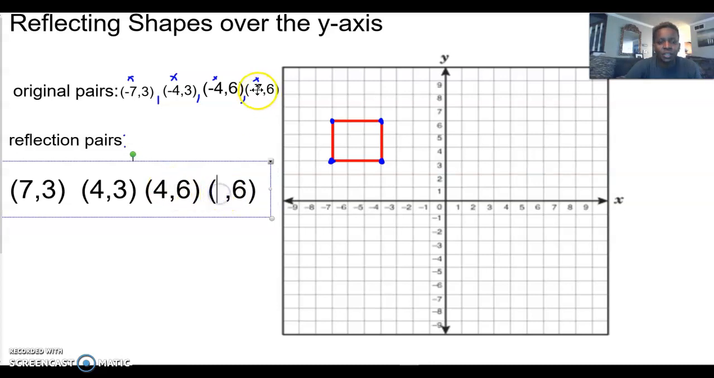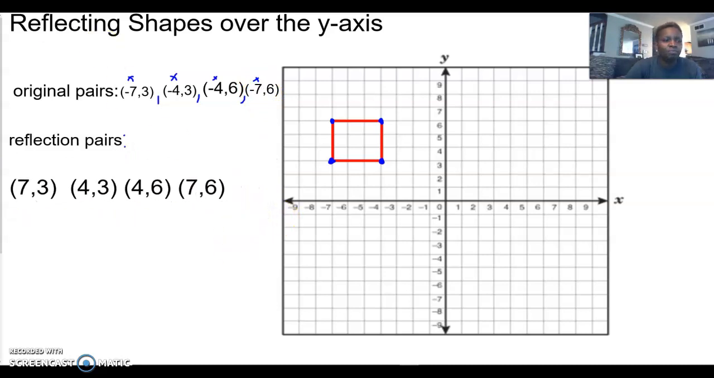And then for the last one, instead of a -7, we're going to have a +7. So go ahead, pause the video and write these down. Now, I know some of you are thinking, why are we writing down these reflection pairs? Well, these reflection pairs are going to represent our new vertices. Okay, so let's go ahead and plot those.